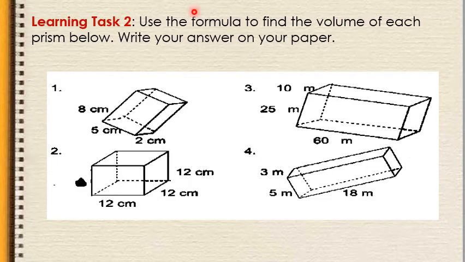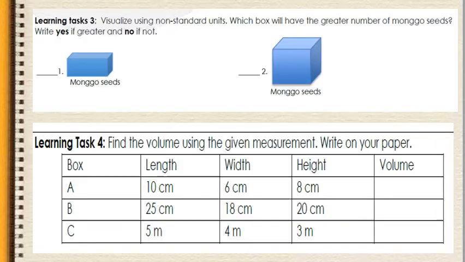Next, learning task 2. Use the formula to find the volume of each prism below. Write your answer on your paper. So, tinuro ko na sa inyo how to solve for the volume of rectangular prism. Just use volume equals length times width times height, or i-multiply mo itong tatlong number na ito. But don't forget to write the unit of measurement which is cubic meter or cubic centimeter depending on the unit used in each number. Kagaya sa number 1, ang ginamit ay centimeter. So, dapat sa iyong final answer, cubic centimeter. Okay, next.